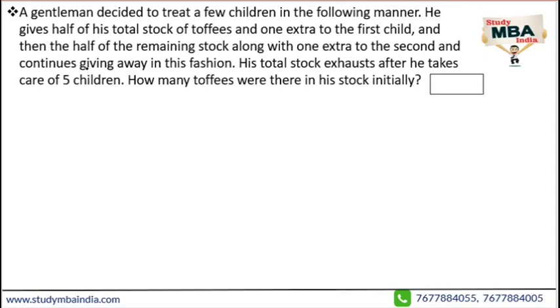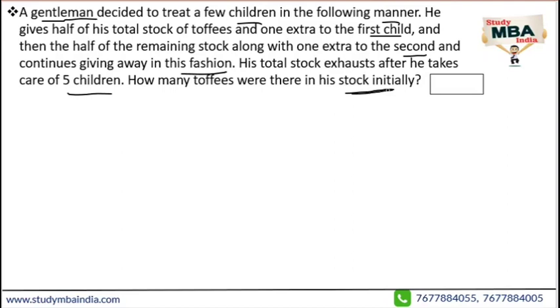In this question, question number 22, the question says: a gentleman decided to treat a few children in the following manner. He gives half of his total stock of toffees and one extra to the first child, and then half of the remaining stock along with one extra to the second, and continues giving away in this fashion. His total stock is exhausted after he takes care of 5 children. How many toffees were there in his stock initially?